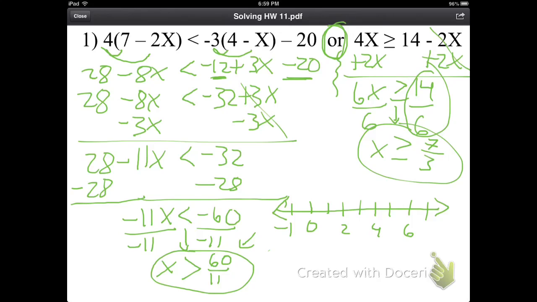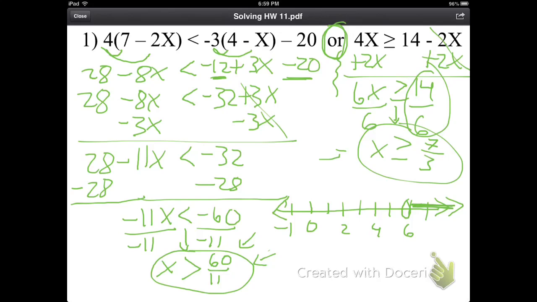I'm going to first graph this left one. I need to put an open circle because there's no line under the greater than sign. A little bit less than 6. So I'm going to put that right here. And this says x is greater than 60 over 11. So I need to shade the numbers to the right of 60 over 11. So I shade to the right side.